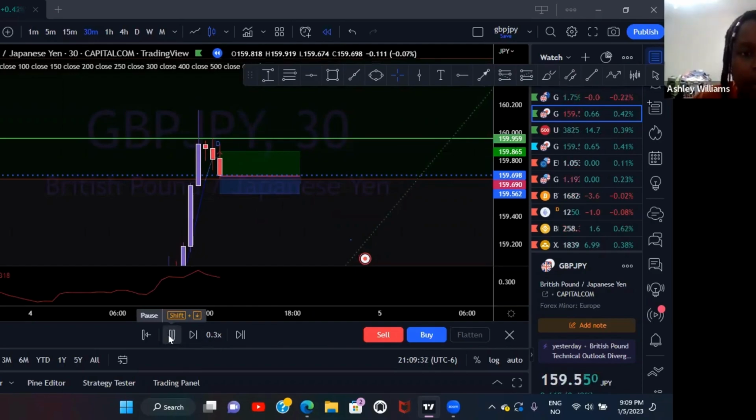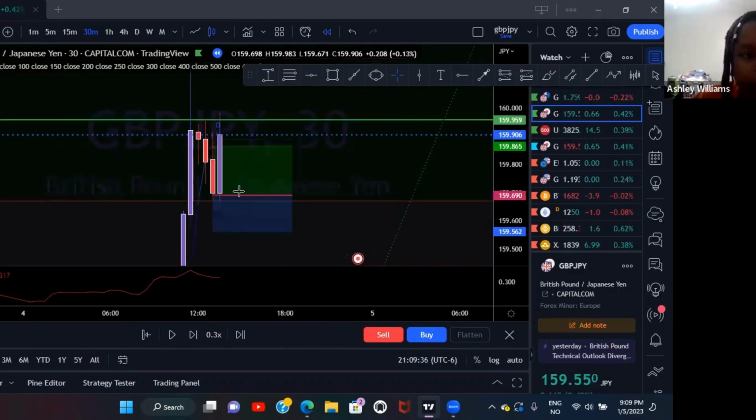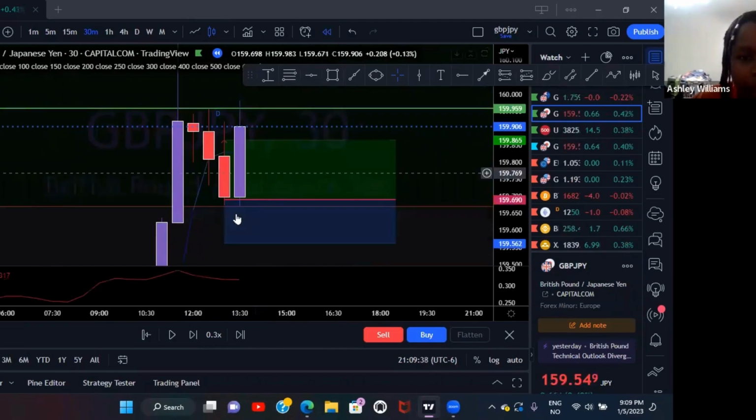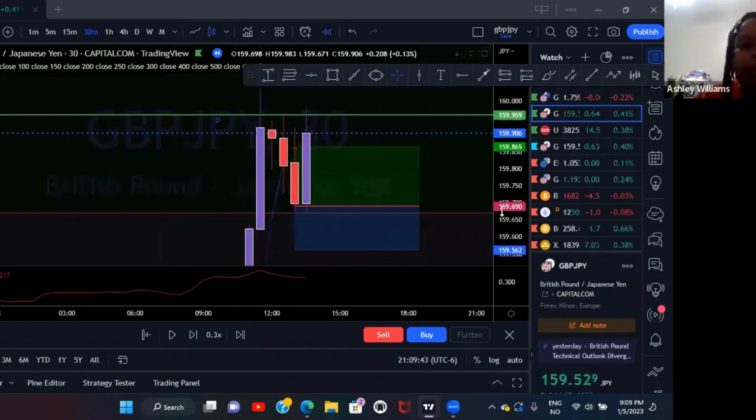Price retests this, and then does what? Comes a little bit into my negative, into a little bit of drawdown. Gives me like 2-3 pips into drawdown, and boom, hits my target, because that is a trade setup.